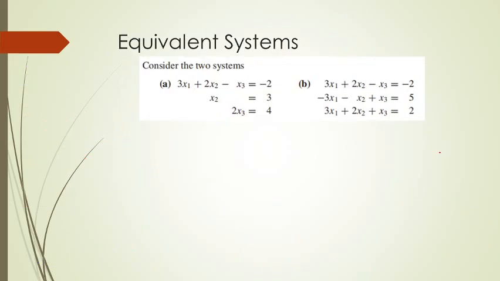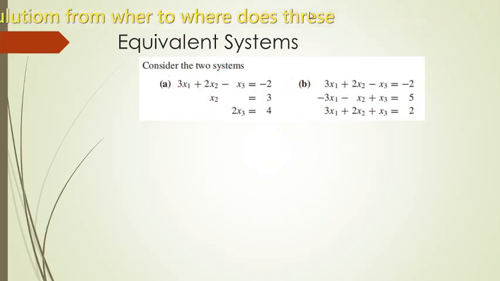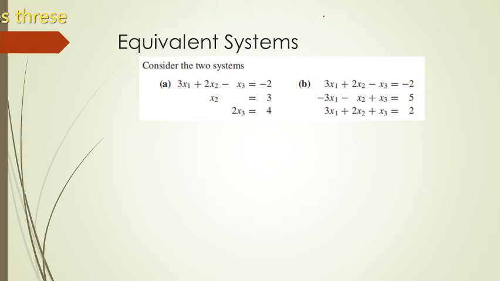Now let's move to equivalent systems, okay? Considering the following 3 by 3 system, right? How can we know that? 3 equations, 3 variables, right? So the 3 by 3 system will be A11 x1 plus A12 x2 plus A13.